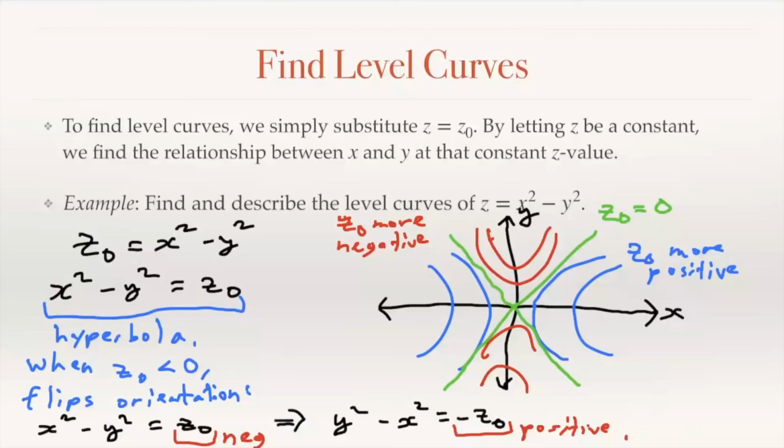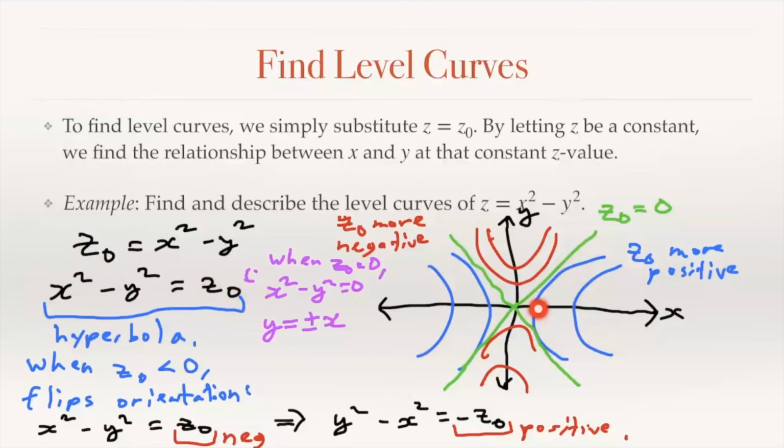So we have the following level curves. Note that when z naught is 0, then we have x squared minus y squared equals 0, and that implies that y is plus or minus x, and that is this green level curve, y is plus or minus x. When z naught is positive, then we have parabolas oriented or expanding along the x-axis, and the bigger z naught is, then the farther away the vertices of those hyperbolas are.